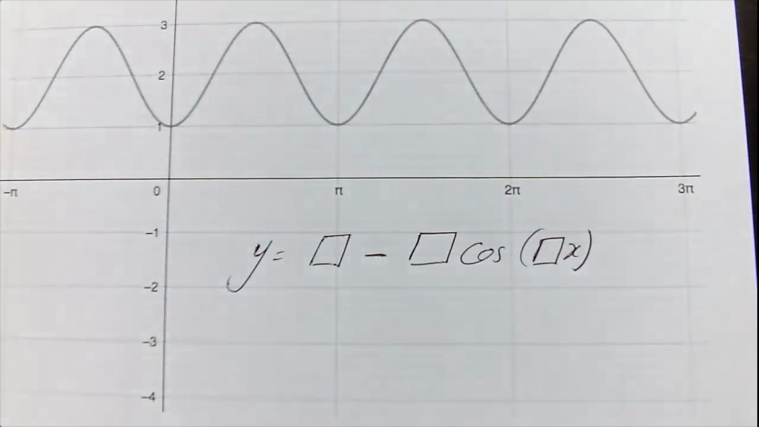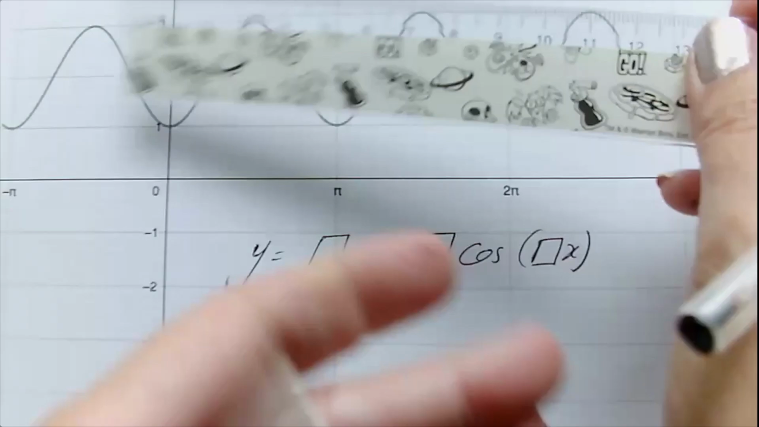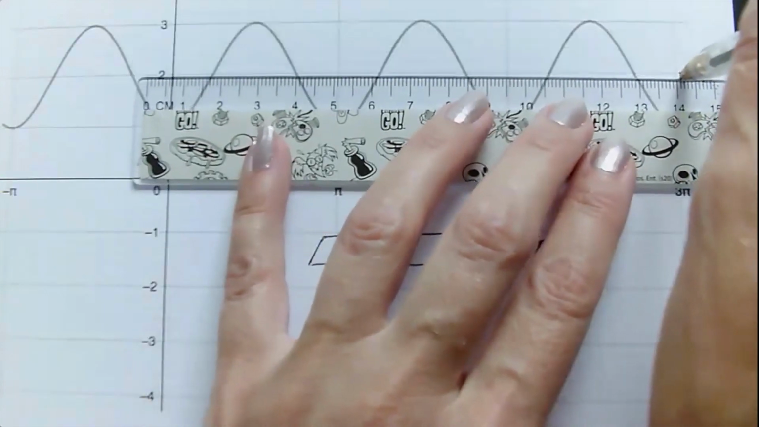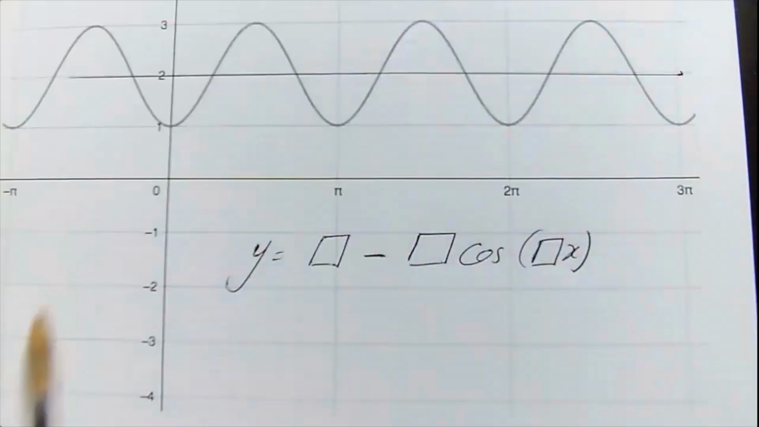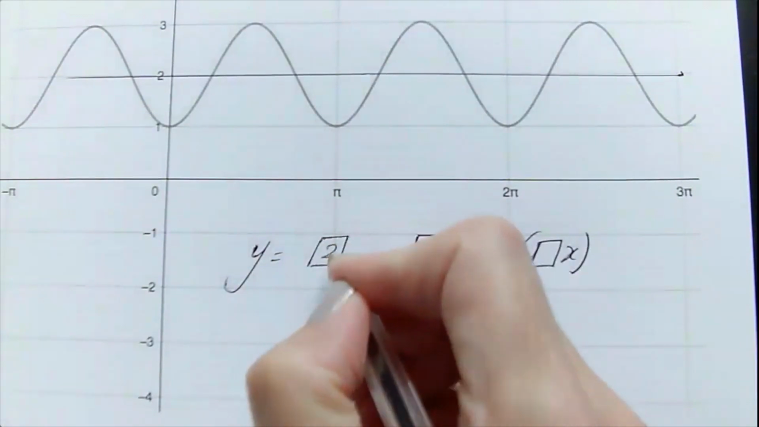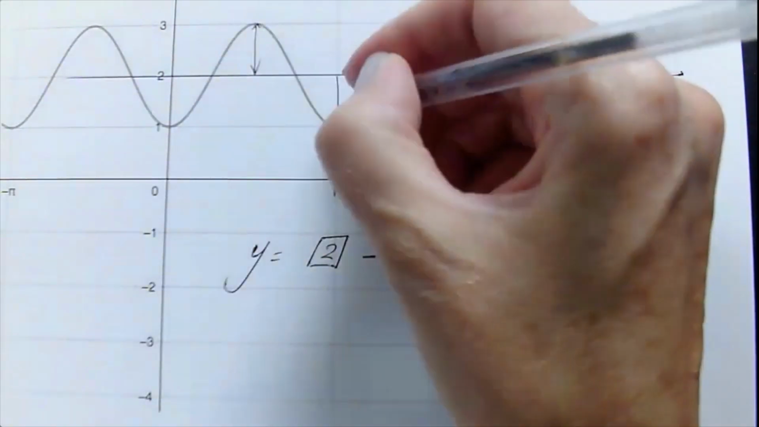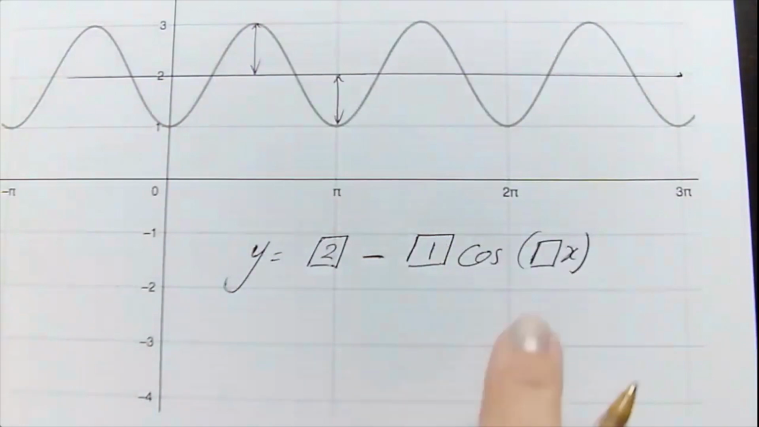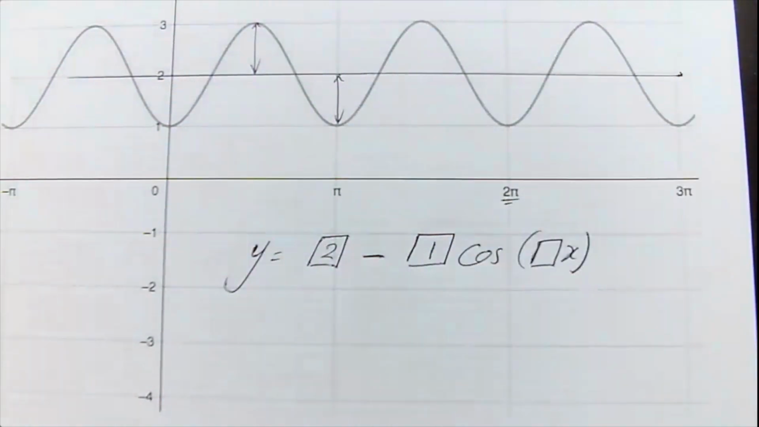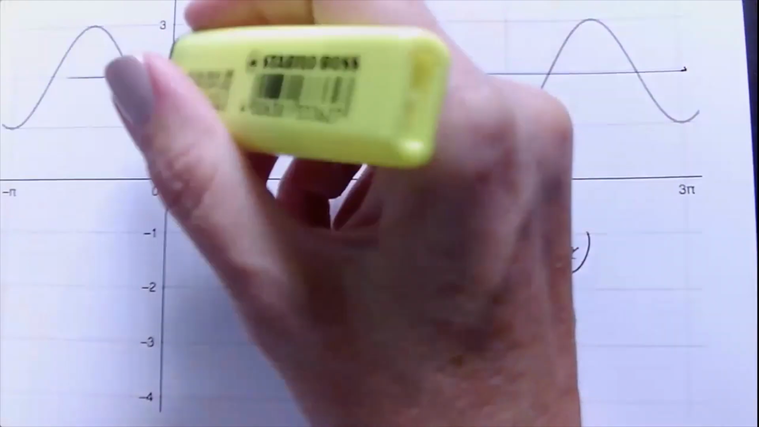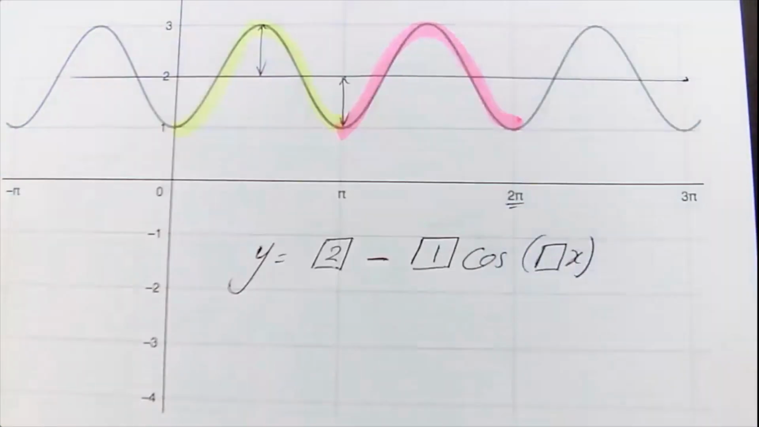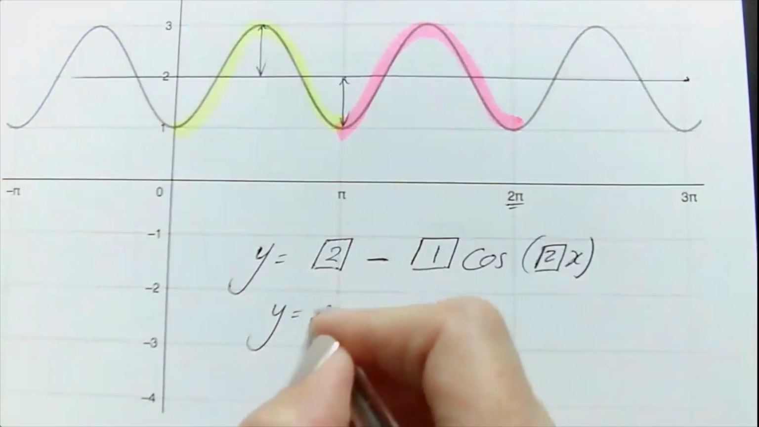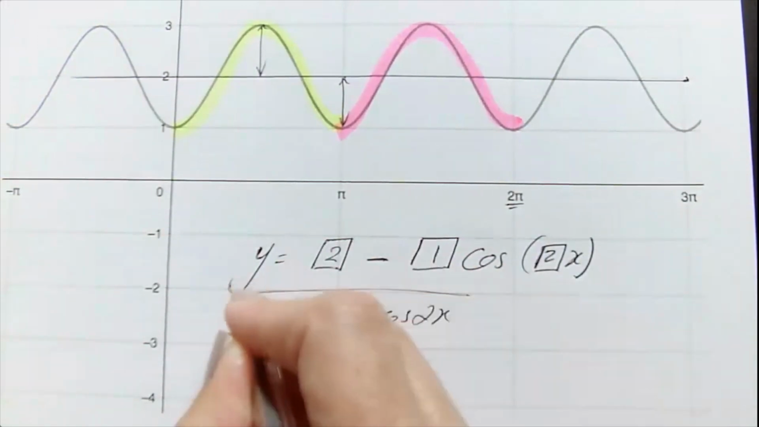So that midline equation is there at y equals 2. Amplitude is of course 1. And let's have a look. So there's 2 pi, my original period. I'm looking for N shapes this time. How many of them do I have in that original period? I have 1, and then I have another one, 2. So I have 2 of them. So I have y equals 2 minus cos 2x.